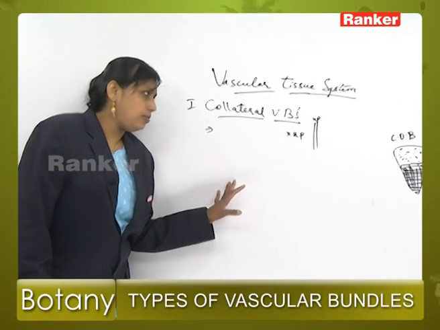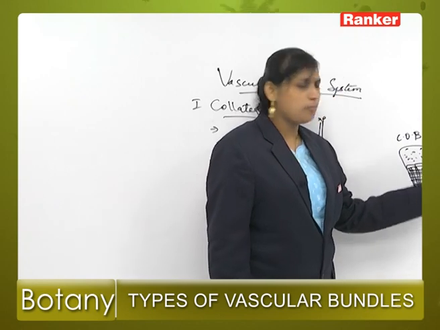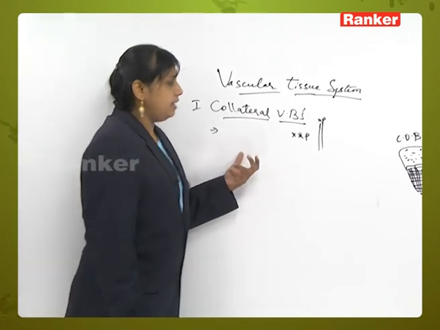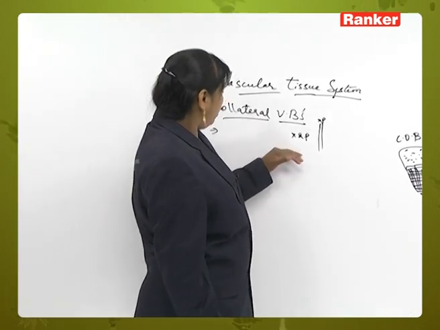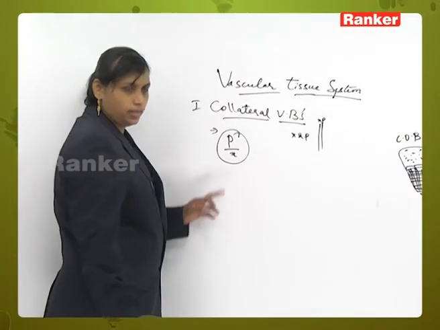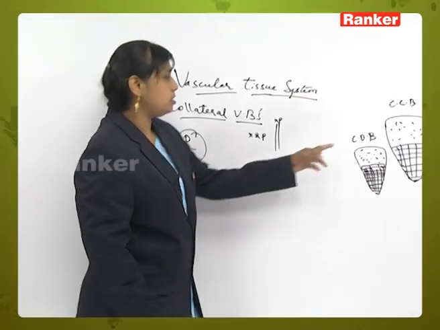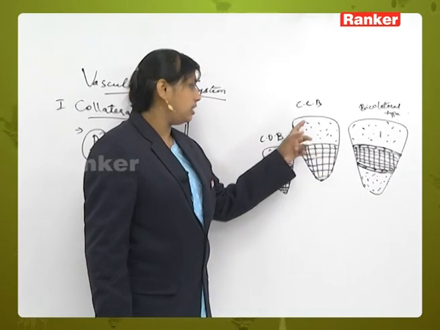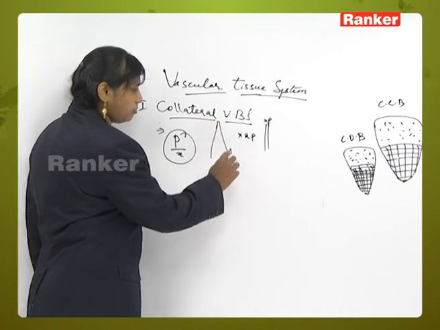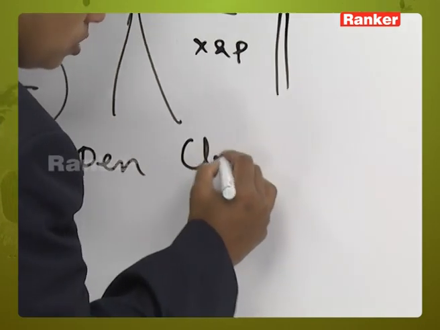So now, what are collateral bundles? If the phloem is towards the upper side and xylem is towards the lower side, then this type of vascular bundle is called a collateral vascular bundle. Collateral vascular bundle is nothing but if the phloem is towards the outer side and xylem is towards the inner side. And again, collateral vascular bundles are of two types: collateral open vascular bundles and collateral closed vascular bundles.